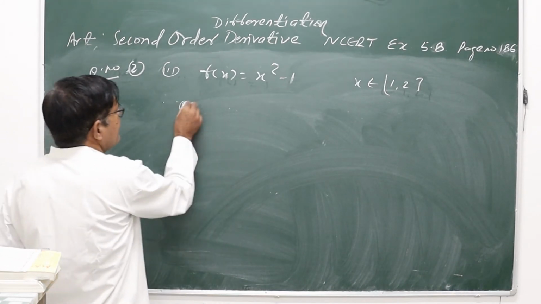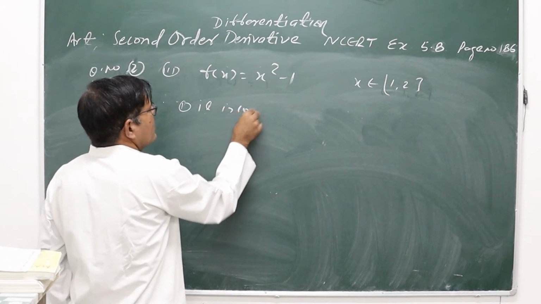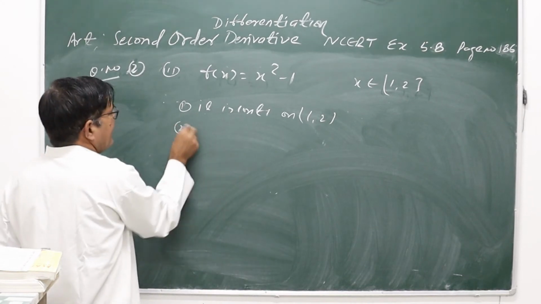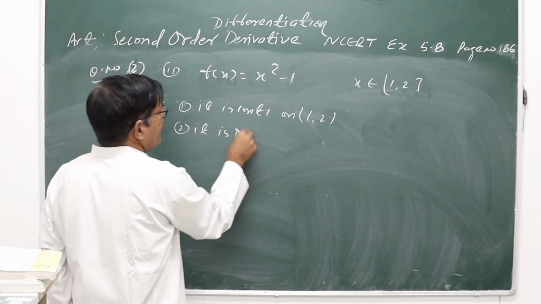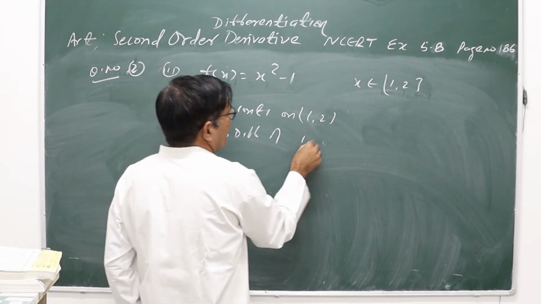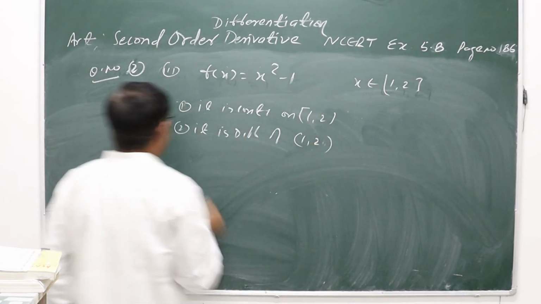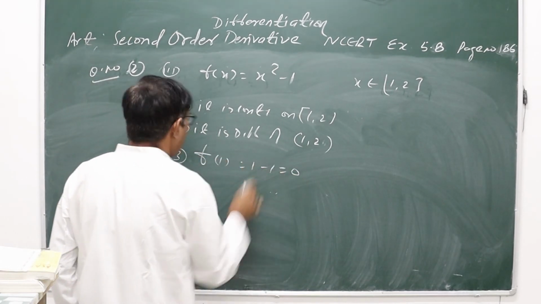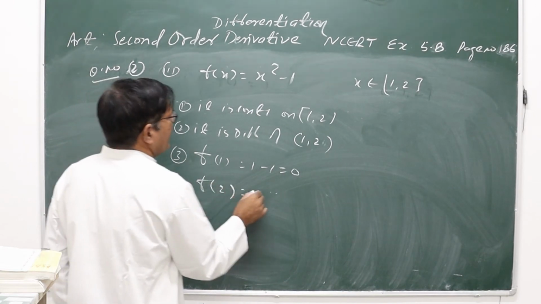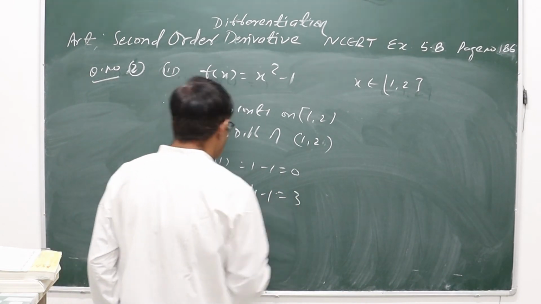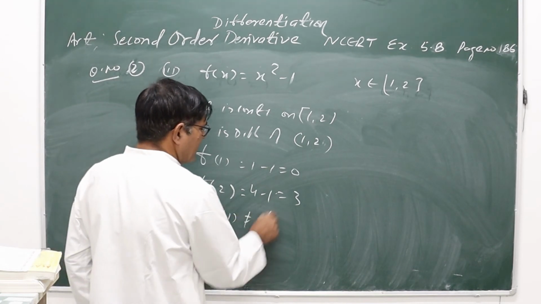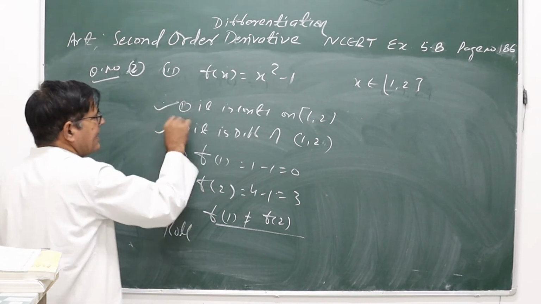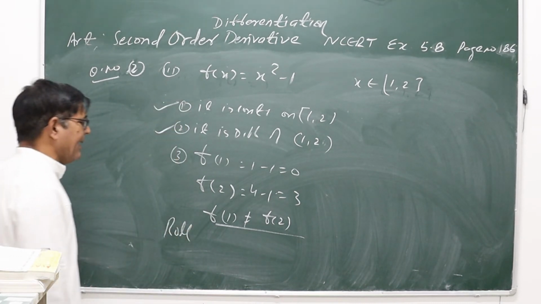First of all, it is continuous on closed 1 comma 2, and second, it is differentiable on open interval 1 comma 2. बट थर्ड कंडीशन देखते हैं, f of 1 जो है इसका 1 minus 1 0 and f of 2 जो है आपका 4 minus 1 that is 3. So f of 1 is not equals to f of 2, therefore Rolle's is not applicable. पहली दोनों कंडीशन एप्लीकेबल है बट तीसरी कंडीशन एप्लीकेबल नहीं है.